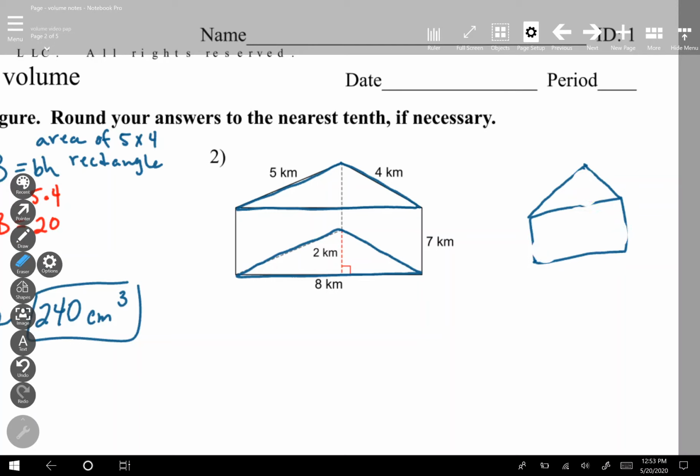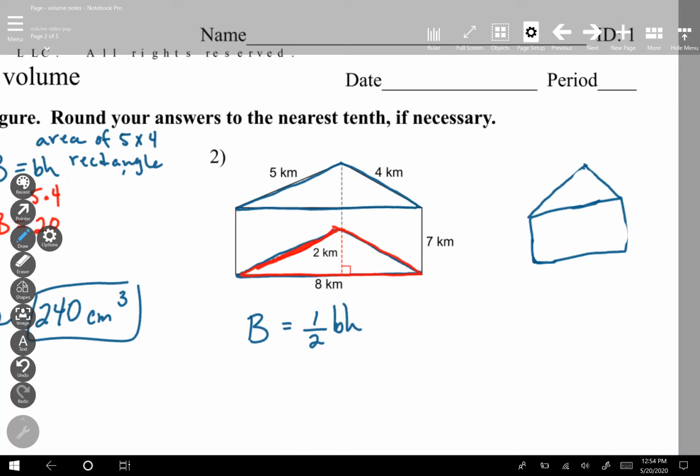Don't know why the eraser wasn't cooperating there. Alright, so there's our triangular prism. Okay, now from this, I need to first figure out the area of this triangle. Remember, the area of a triangle is going to be 1/2 base times height. And again, right now, I'm only concentrating on the base, the triangle. Okay, I'm using this one on the bottom because they've given me all the measurements I need on the bottom here. Okay, I could use the top one. It's going to be the same thing.